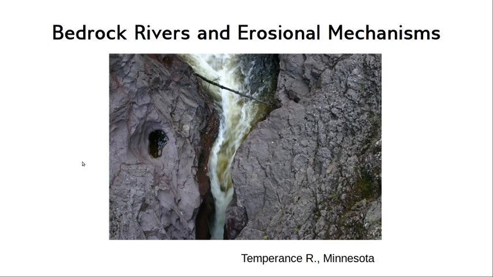Bedrock rivers, such as the Temperance River along the north shore of Lake Superior in Minnesota, USA, as shown here, erode by sculpting the bedrock that forms their beds. And that might seem like an obvious thing to say. Okay, so bedrock rivers erode by, or evolve by eroding bedrock? Sure. So the more complicated questions are, how fast do they do this? By what mechanisms do they do this?